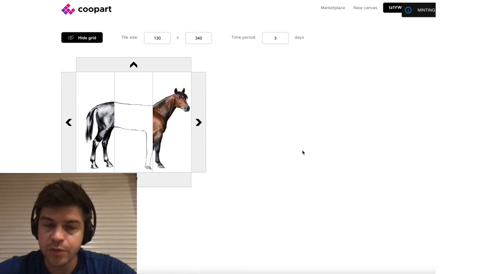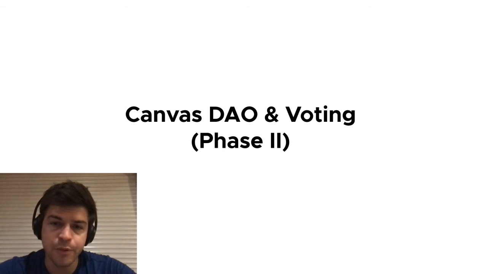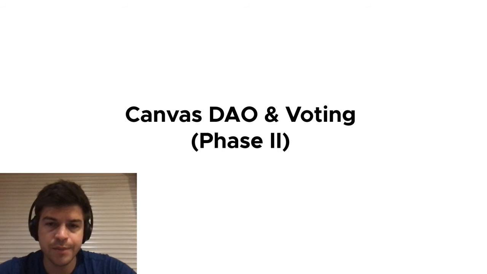Now, what if someone ruins the canvas with an inappropriate tile? That's where voting comes into play. In phase 2 of the development of CoopArt, we'll see the roadmap in a few minutes, contributors will be able to vote on each tile. If they believe a tile should not be in the canvas, they can vote to remove it. On the contrary, if they believe a tile is a perfect match for the canvas, they can vote to keep it. Each canvas will be its own DAO and self-govern.